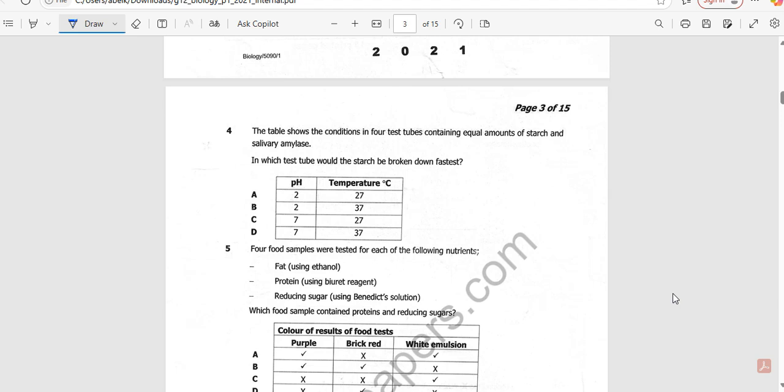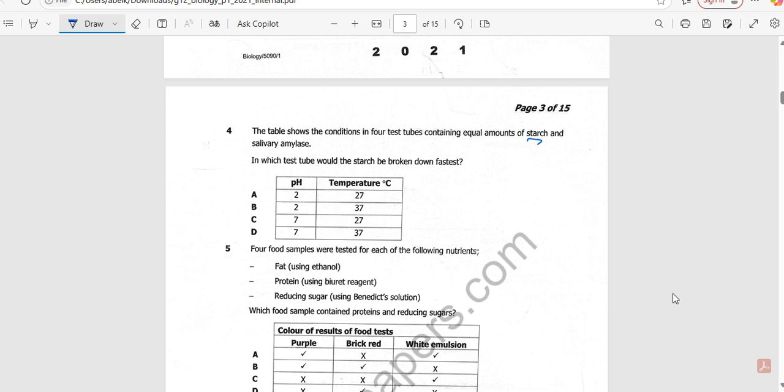The table shows the conditions in 4 test tubes containing equal amounts of starch. So I have starch, and also salivary amylase. In which test tube would the starch be broken down fastest? We're looking at the pH and the temperature. In this situation, we'll look at temperature. The higher the temperature, the faster the reaction will be. As a result, the starch is broken down very fast.